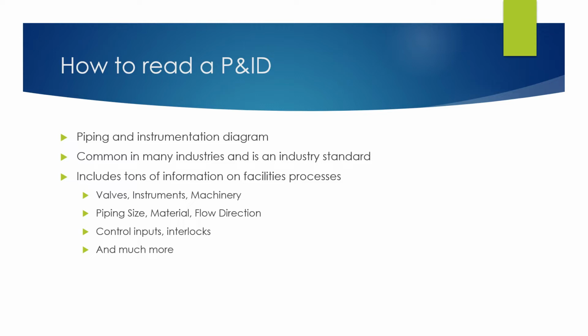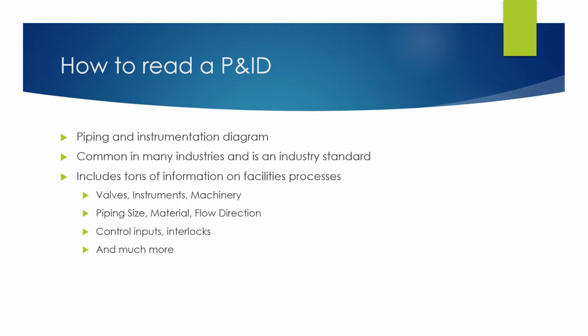So it's showing your piping within a process and a lot of the instruments that are also in the process. This is very common in many industries, and it's actually an industry standard. So if you can read a P&ID at one location or company, this often translates pretty well, with some slight variations in your process and maybe some of the symbols. But all in all, it's usually pretty standard throughout the industry.